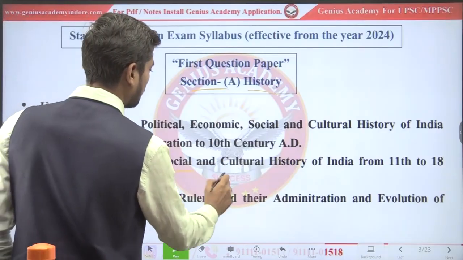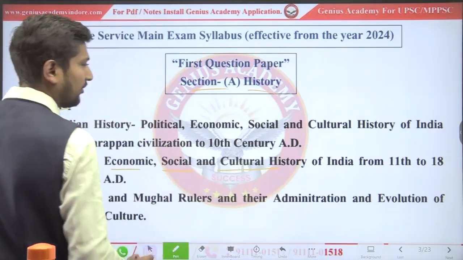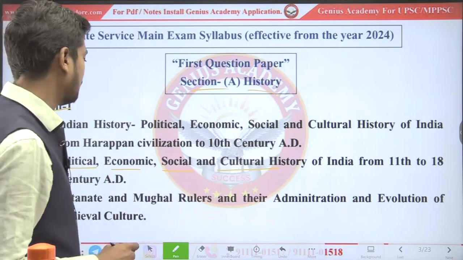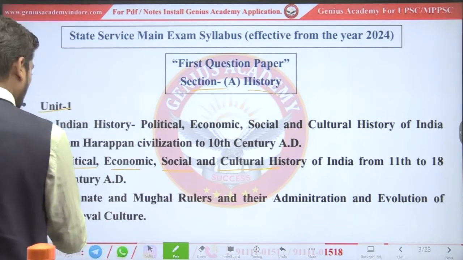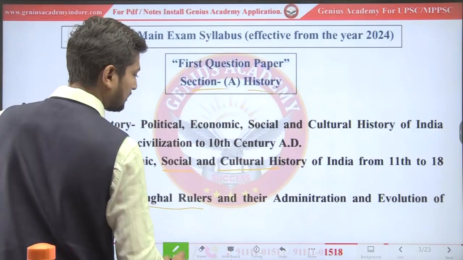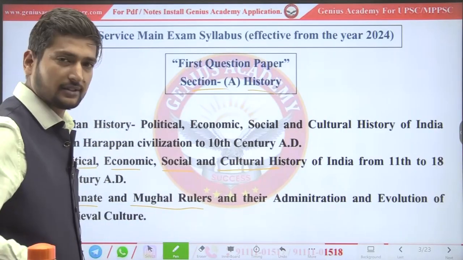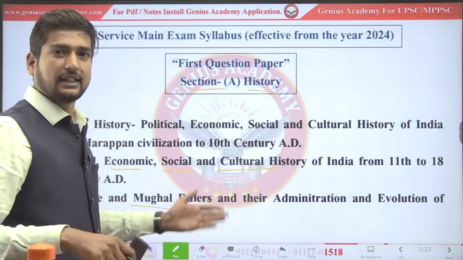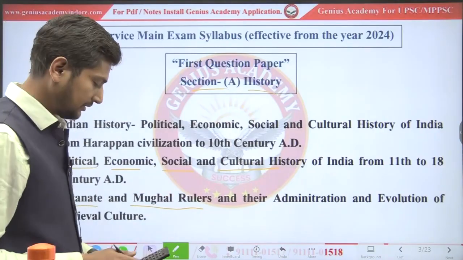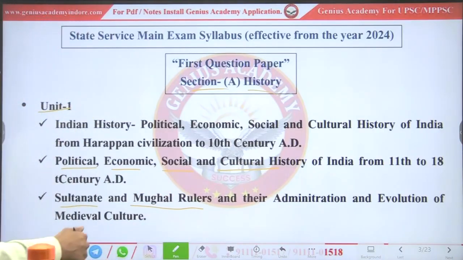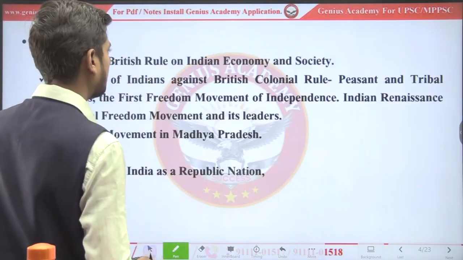Political, economic, social and cultural history from the 11th to 18th century. Sultanate, Mughal rulers and their administration and evolution of medieval culture. This is ancient plus medieval India. We have already seen this in the prelims exam.